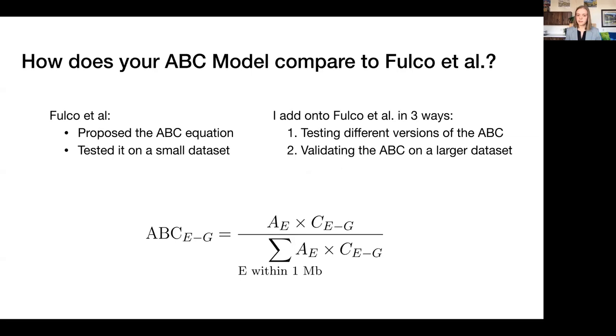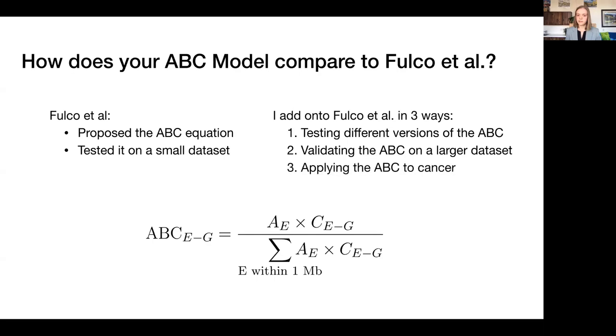Over the summer when I was starting to work on this project, I saw a preprint for the Fulco et al. paper who proposed the ABC equation. And this paper was actually a preprint, and it wasn't published until just December a few months ago. Fulco et al. proposed the ABC equation and tested it on a very small data set, but did not do anything else with it. I saw this equation and I thought that the applications for it could be vast, especially in the field of cancer, where understanding enhancer gene connections is so important. So I add on to the research done by Fulco et al.